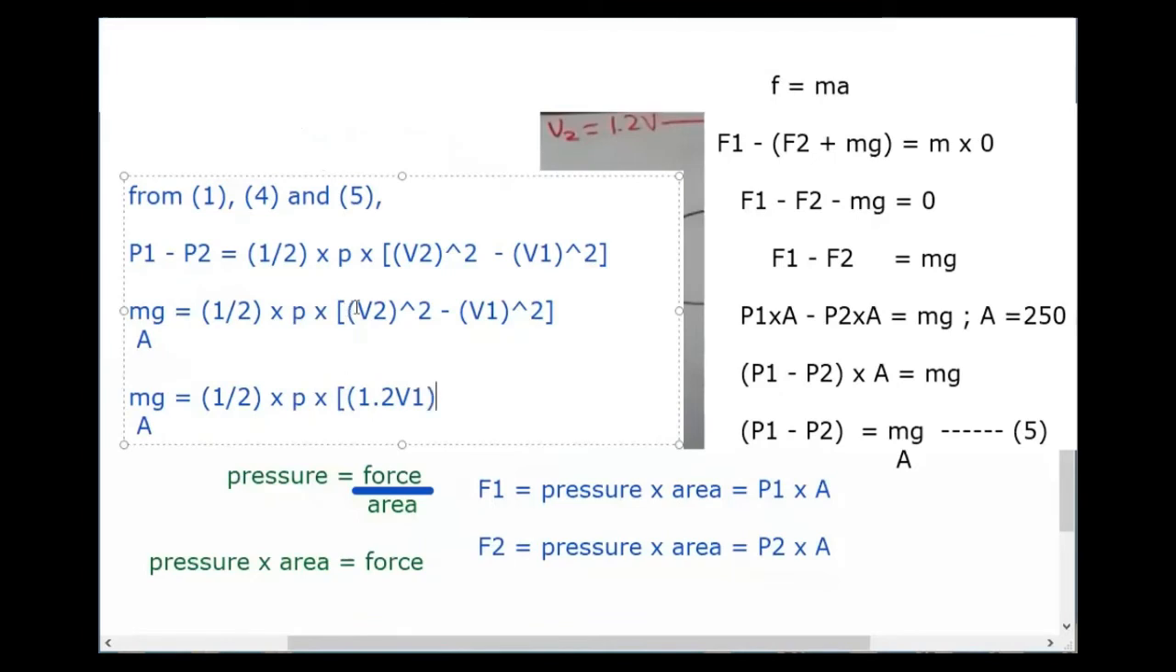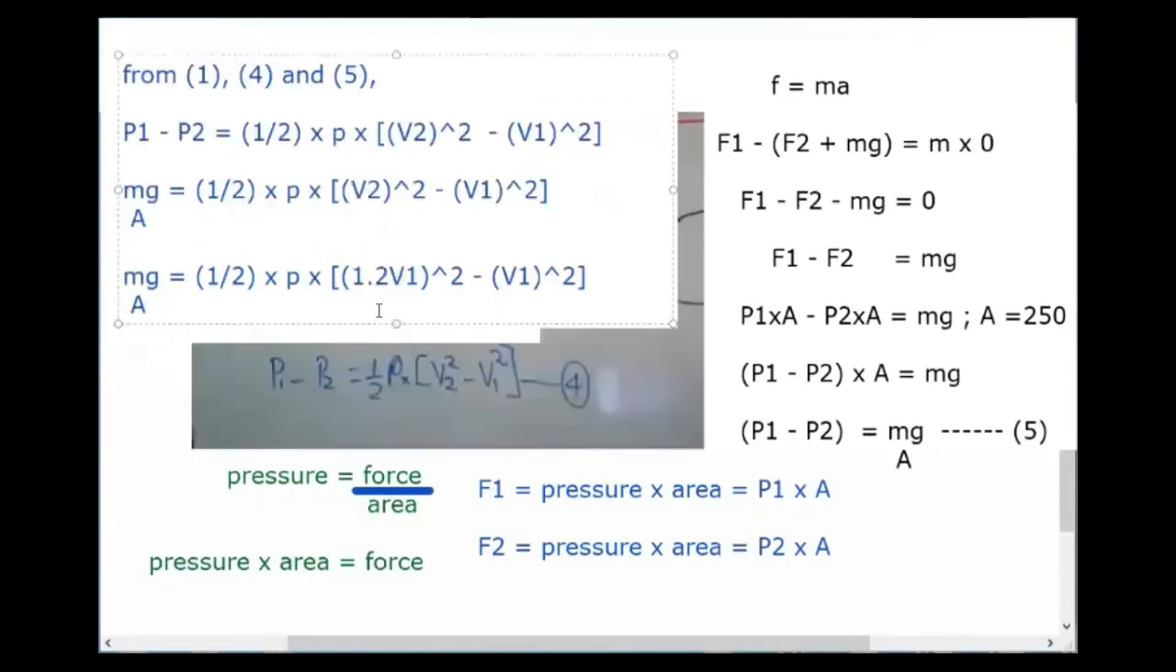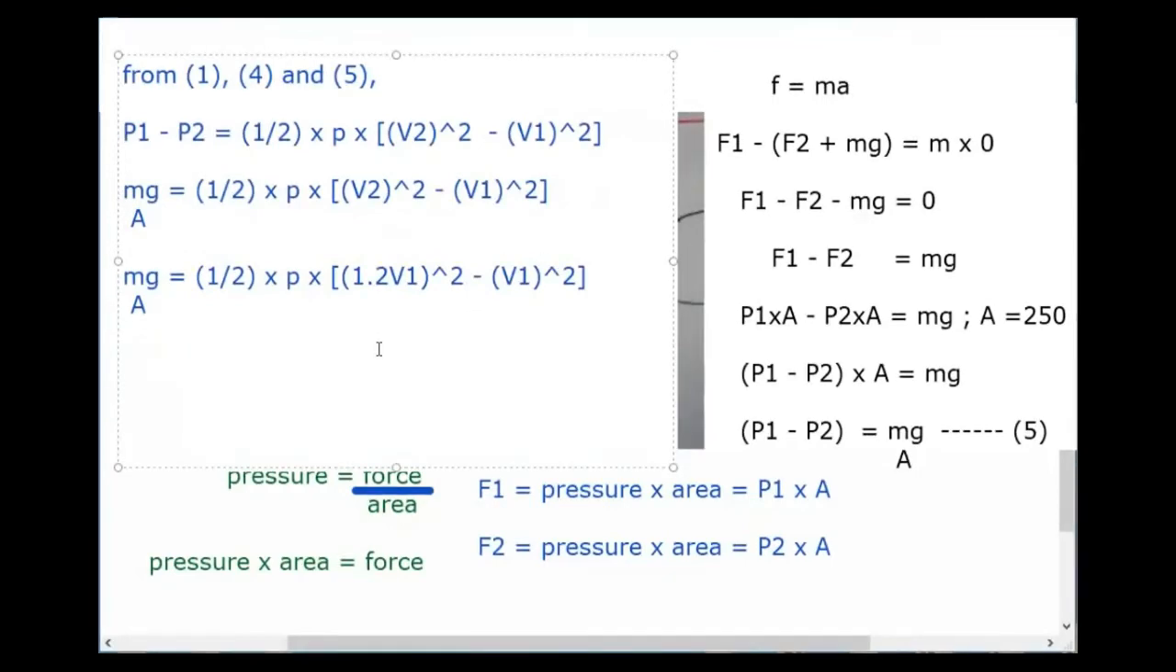So instead of V2, let me write 1.2 times V1, and here I have square. V2 is 1.2 times V1. Square should be written as square. Minus V1 square, like this. Okay, now can you do the rest and find V1? All the other terms are given. So can you find the value of V1?